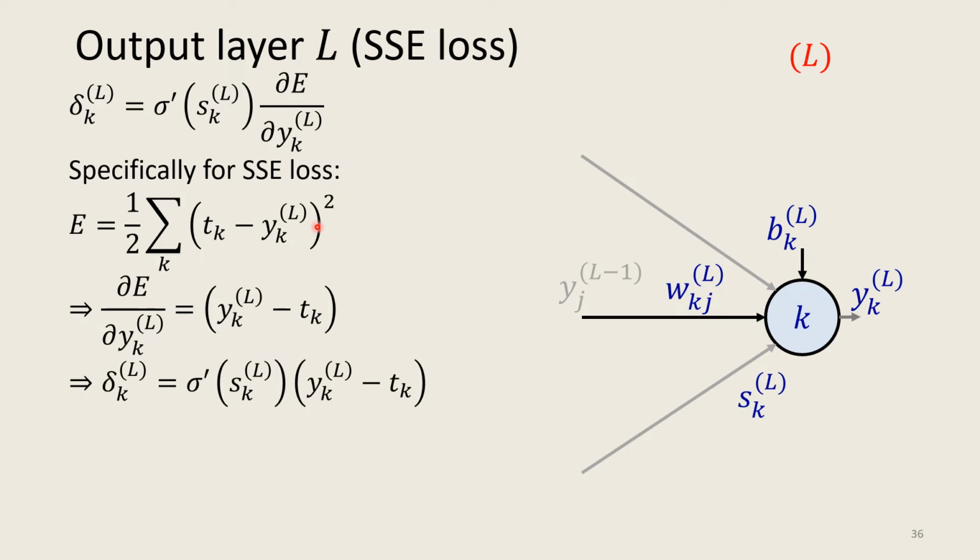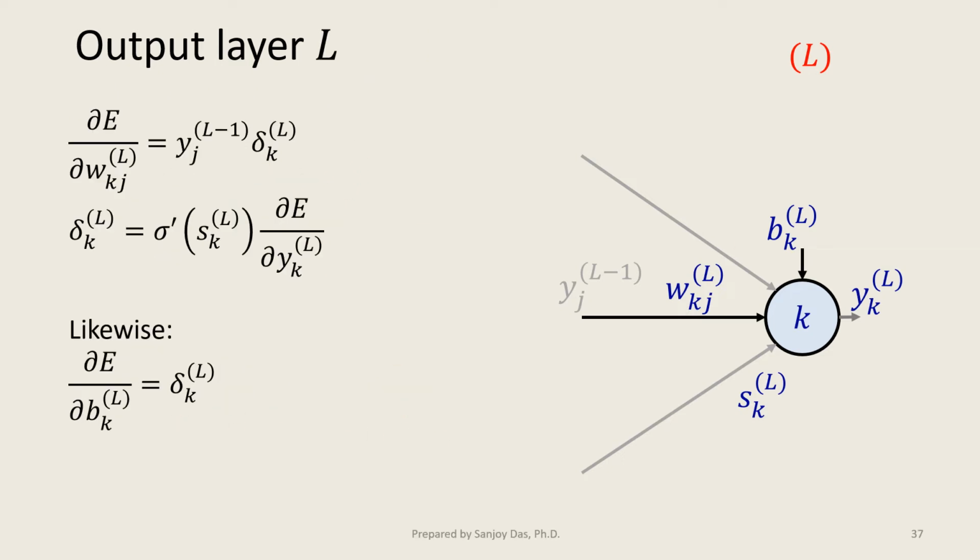Now, specifically for the sum square error loss, E is defined in this manner, whence the error delta k will be sigma prime of s_k times (y_k^L minus t_k). This is specific for the SSE loss. So we have an expression for the derivative of the loss with respect to any weight w_kj of the output layer.